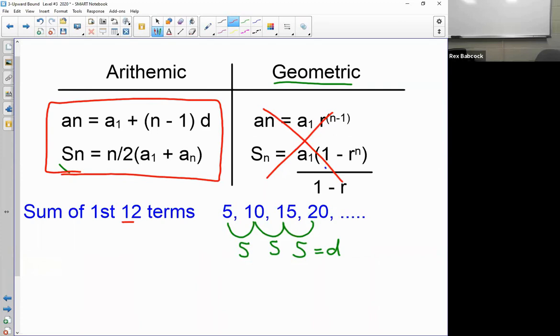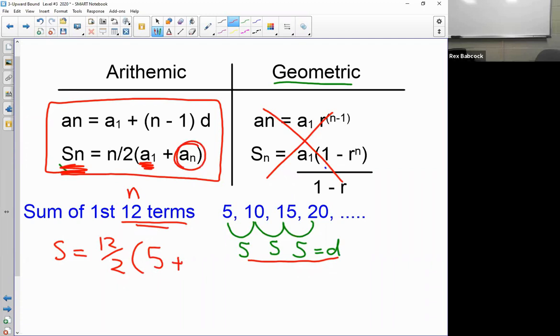Okay, the first 12 terms. So N is 12. I know that. I know the common difference is 5 every time. So I look at the sum right here, and it says take N. So the sum equals N. Well, N is 12 divided by 2. Then it says take the first term. Do I know the first term of the series? Well, of course I do. It says 5. I know the first term. And add to it. Oh, I don't know this one.